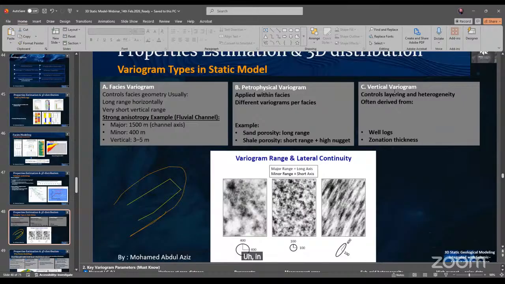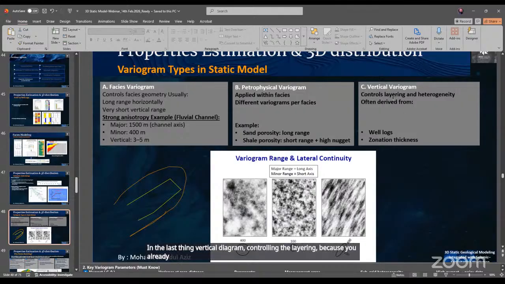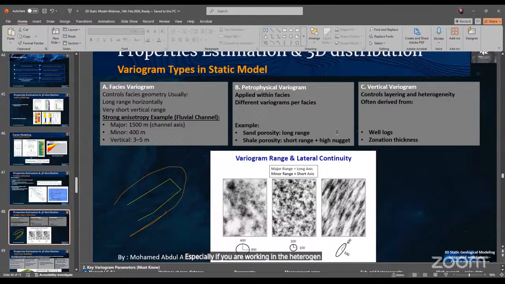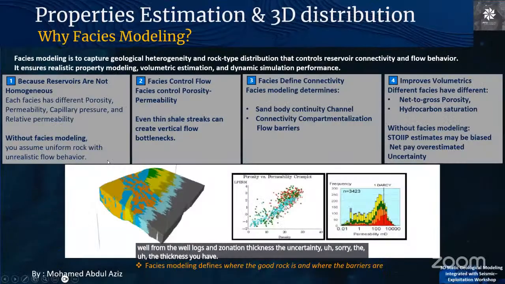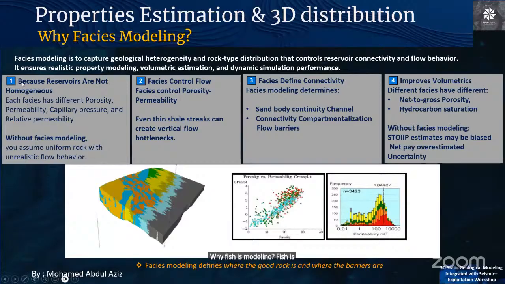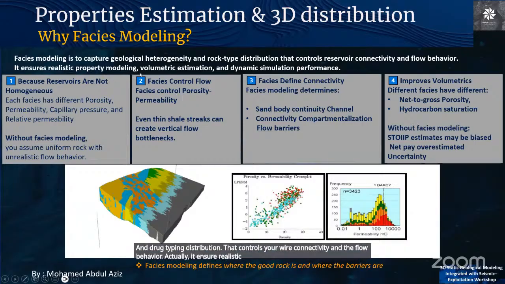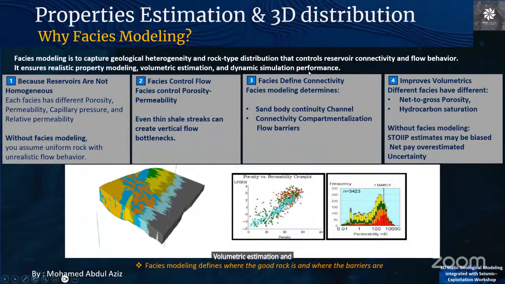Lastly, the vertical variogram controls the layering, because you are already capturing the layering from the stratigraphic framework, especially if you are working in a heterogeneous reservoir. So you know very well from the well logs and zonation thickness the uncertainty, the thickness you have. Why facies modeling? Facies modeling is to capture geological heterogeneity and rock typing distribution that controls reservoir connectivity and the flow behavior. Actually, it ensures realistic property modeling, volumetric estimation, and dynamic simulation performance.